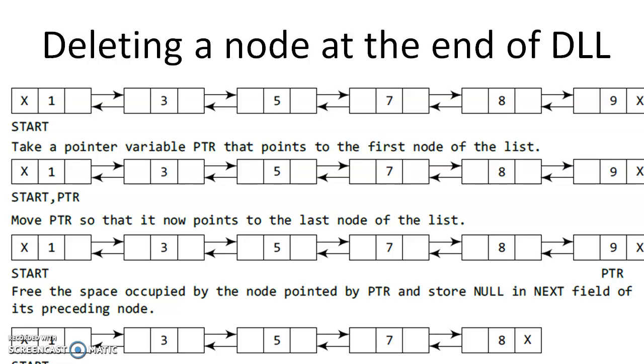Similar to the single linked list, to go to the last node, we have the concept that the pointer starts at start, and while the pointer of next is not equivalent to null, I am going to the next node.